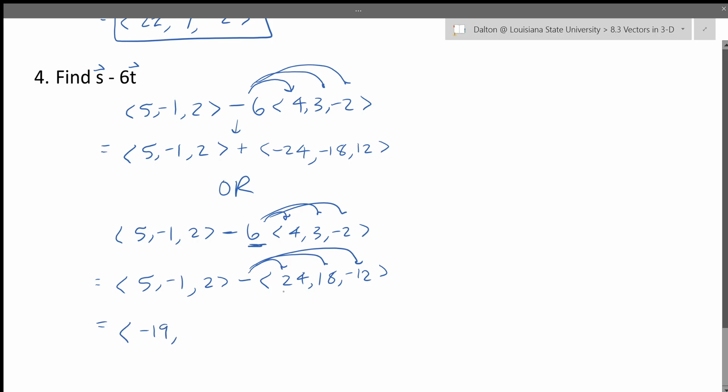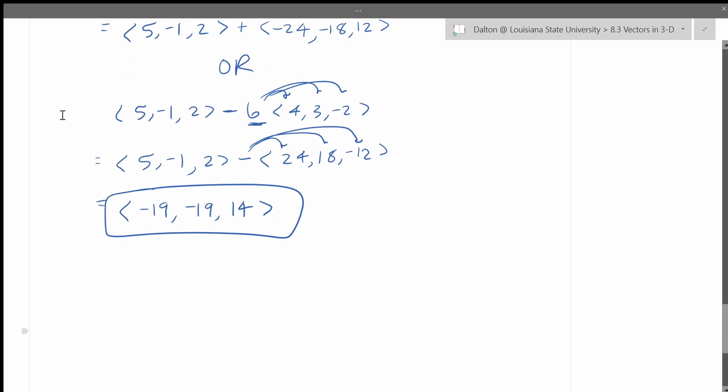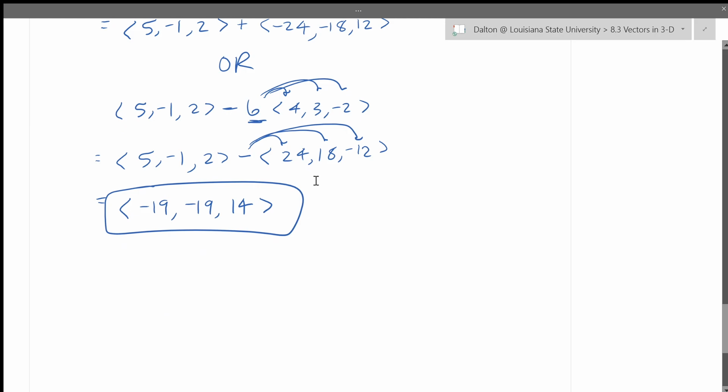-1 minus 18, which is -19 as well. And then 2 minus -12 changes to plus, a positive 14. So again, the arithmetic is easy, but it's just being very careful about those negatives. And do you want to distribute to have negative numbers over here? Or do you want to distribute the number and then just subtract it on the second step?